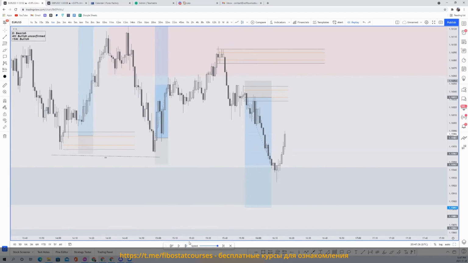Is it valid, the first one, till now? Sorry, say that? The first supply zone is valid for me. Is this supply here still valid, you're asking? Yeah, I wouldn't short off that anymore, no.